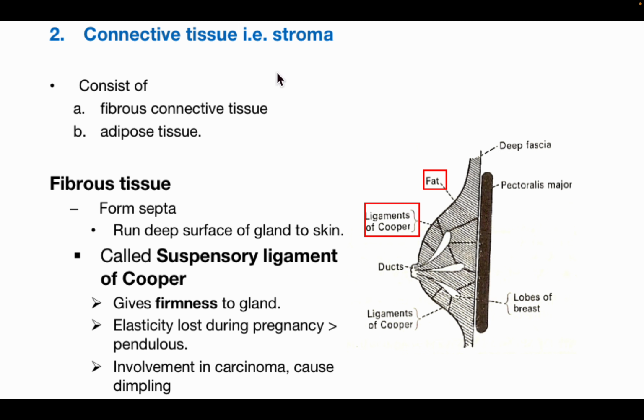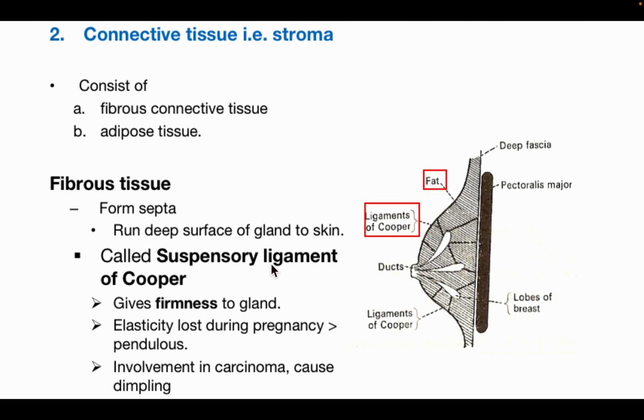And let's know about the connective tissue, known as the stroma. We have already learned about the suspensory ligament of Cooper. It consists of fibrous connective tissue and adipose tissue. This fibrous tissue forms septa which run from the deep surface of the gland to the skin, and that is known as the suspensory ligament of Cooper. The suspensory ligament of Cooper helps to give the actual shape of the mammary gland, and the elasticity of the breast is lost during pregnancy, which leads to a pendulous mammary gland.